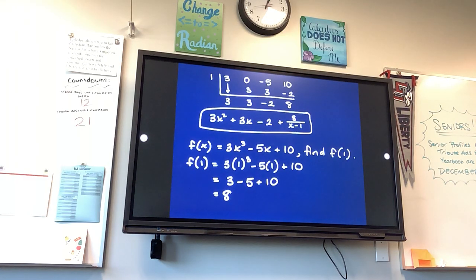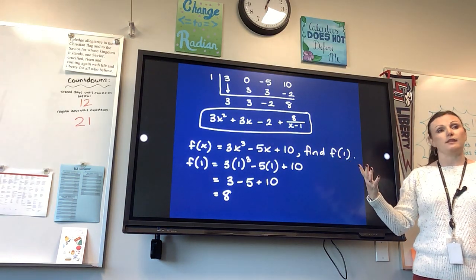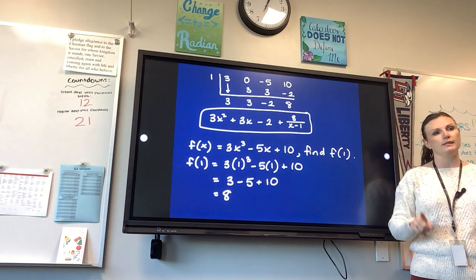Do you see an 8 anywhere in our synthetic division? It's the remainder. You have just proven what is called the remainder theorem. The remainder theorem says that to find a function value f at that number, you can use synthetic division, and the answer is the remainder. We'll write this down in just a second, but I want to point something out.